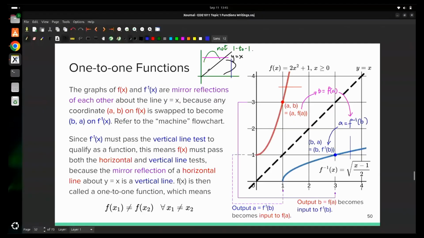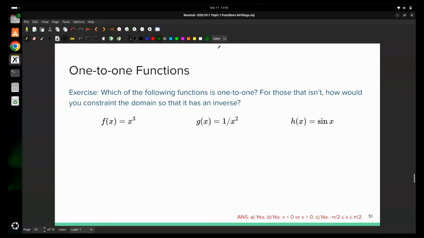Okay, so whenever you have not a 1 to 1 function, the inverse doesn't exist. So f inverse is not defined. Okay, so this is f. Therefore, the condition is that it must also pass the horizontal line test in addition to the vertical line test. Okay? So let's take a look at these few examples to demonstrate.